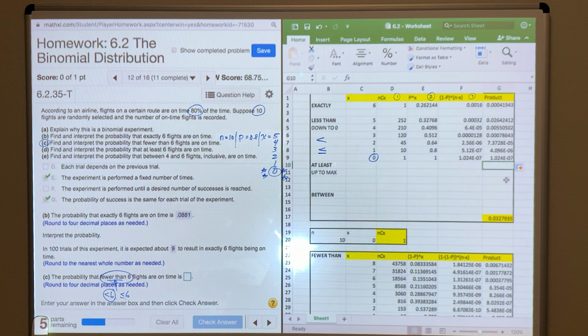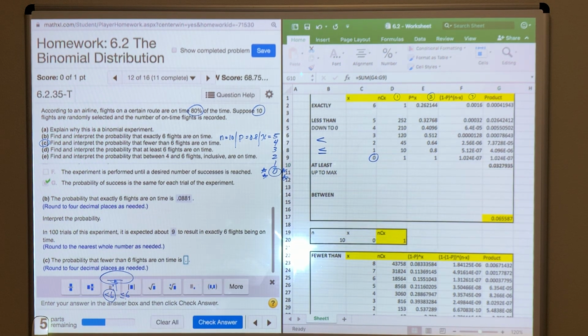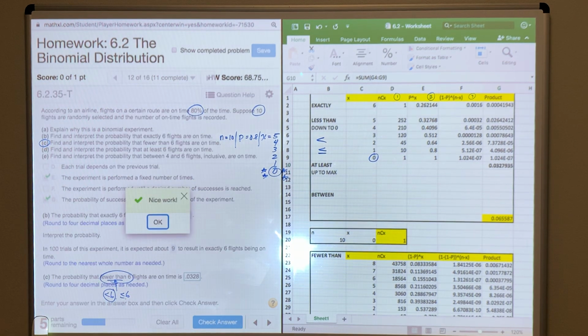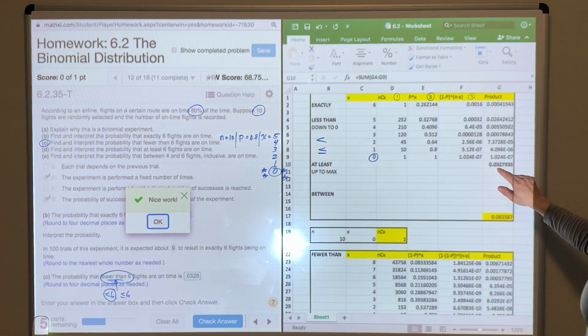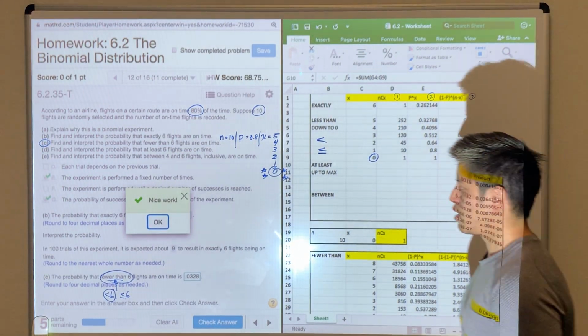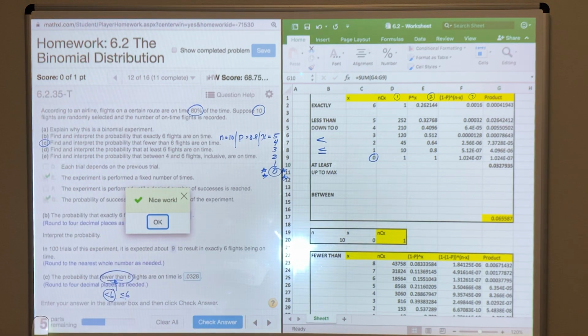Now, are those individual ones my answers? Of course not. My answer is the sum of all of those individual probabilities. So my answer is that right there. So it's 0.0328. Okay? How did I get 0.0328? Because this is 0.03279 rounded up. And we round to 4 decimal places.